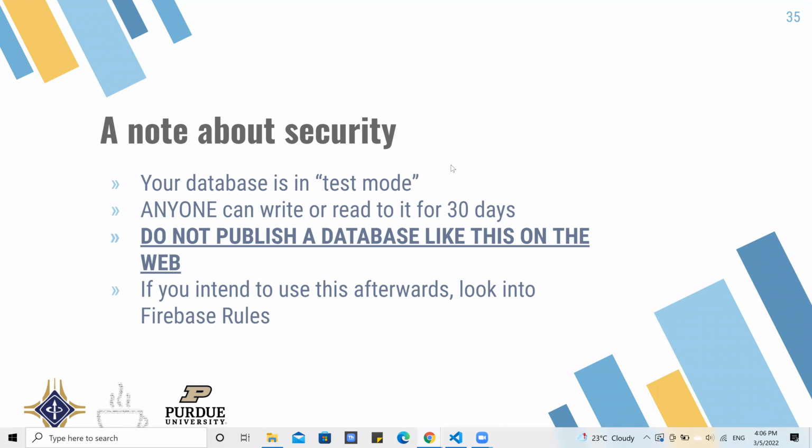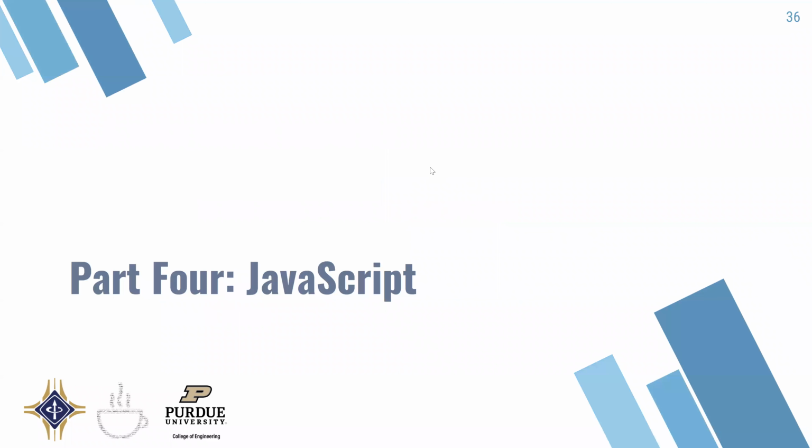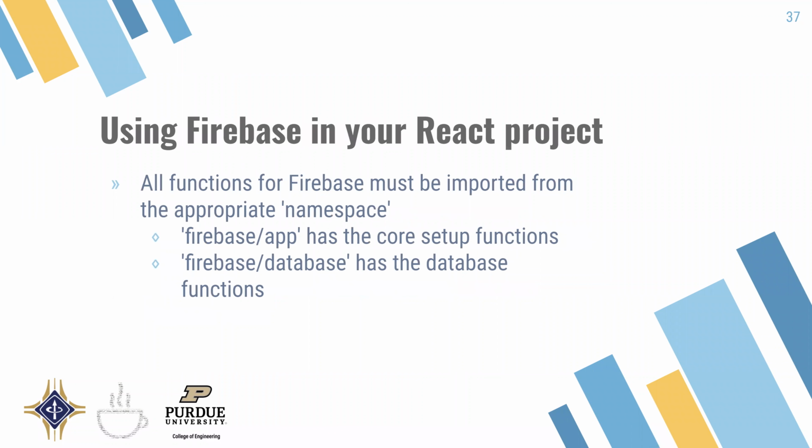Okay, so let's start on the JavaScript bit. How exactly are we going to be manipulating the database from within our JavaScript files? First things first, we're going to have two namespaces from which we're going to be importing all our functions. That's going to be Firebase app and Firebase database. You're going to see the import for both of these in your database.js file.